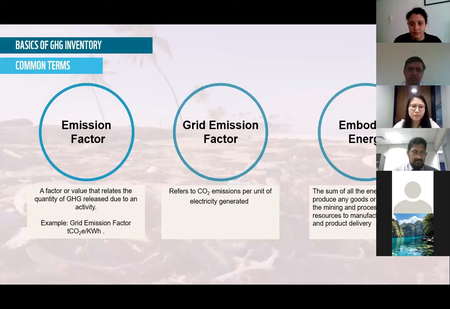It actually means the total emissions of greenhouse gases accounted for a particular organization, an individual, or a project for a certain period of time. So greenhouse gas inventory and carbon footprint are synonymous.